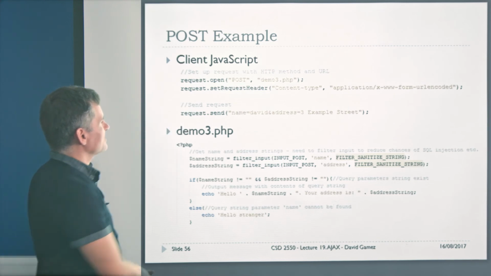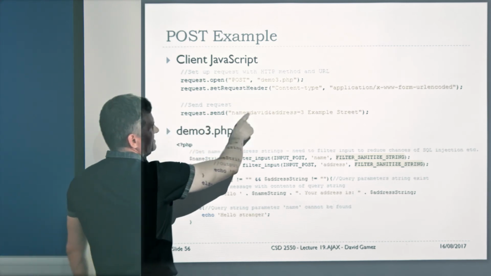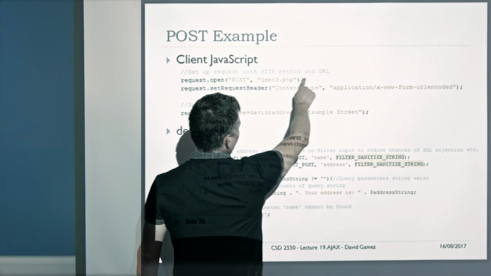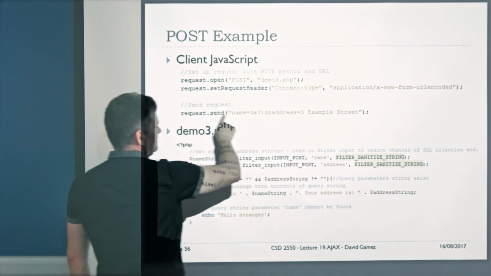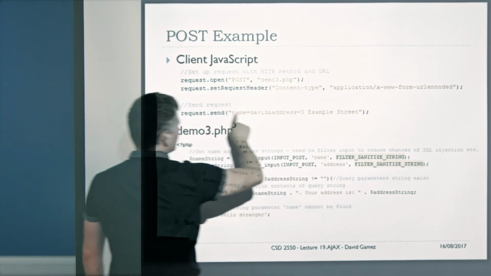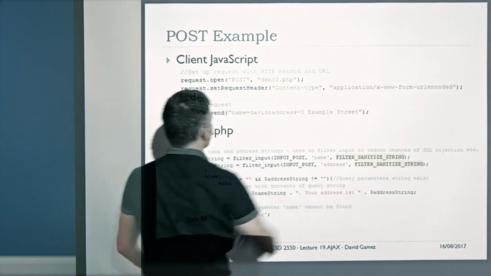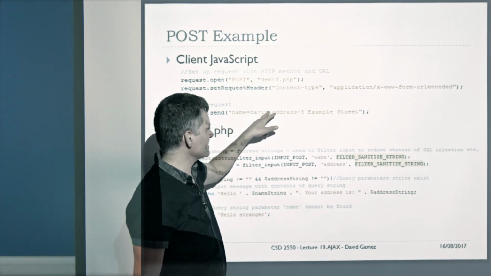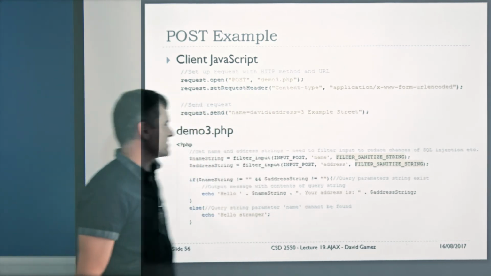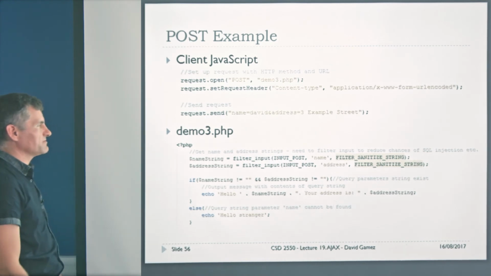Then we do send. With a GET, we append the query string to the URL, but with POST, we need to put our data in the send call, and it goes in the message body. Again, it's a set of key value pairs: name equals David, ampersand, address equals 3 example street. And that's all going to be put inside the message body.